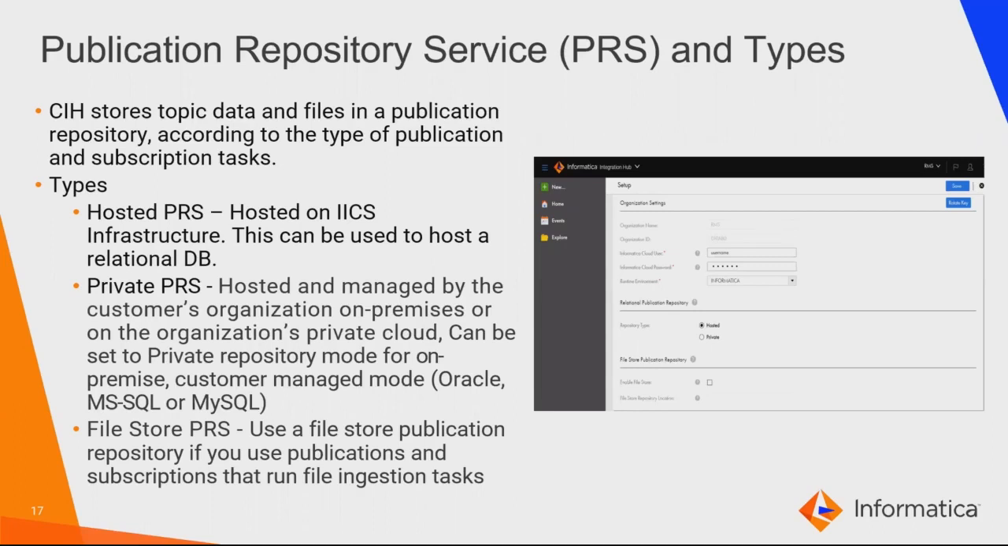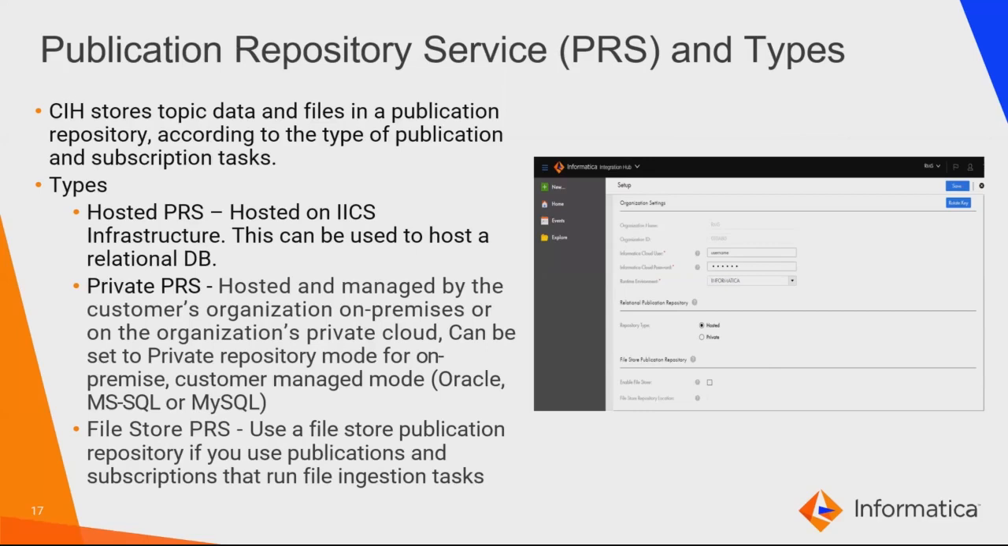As we saw in the architectural slide, the hosted PRS, or the hosted publication repository service, is hosted and managed on IICS infrastructure or the IICS hosting services. You can use the hosted PRS to host a relational database. And for an on-premises secure agent, you can use a hosted PRS to host a file store publication repository. And then you have the private publication repository service, which is hosted on the customer managed infrastructure, and this can reside on premise or on your organization's private cloud.